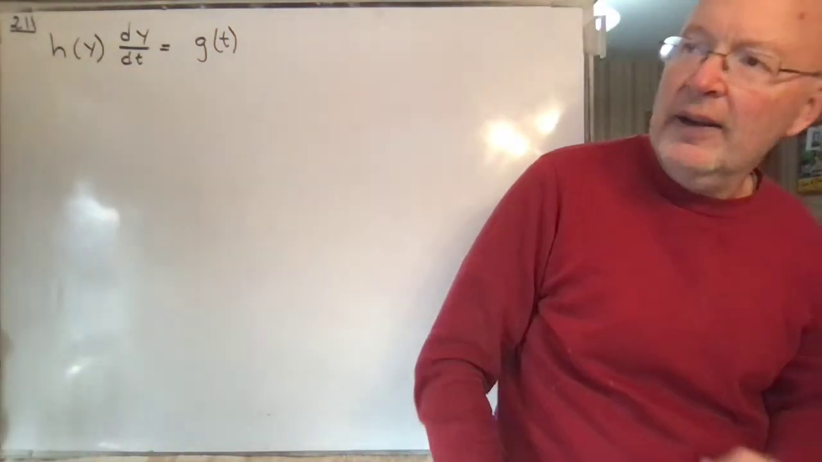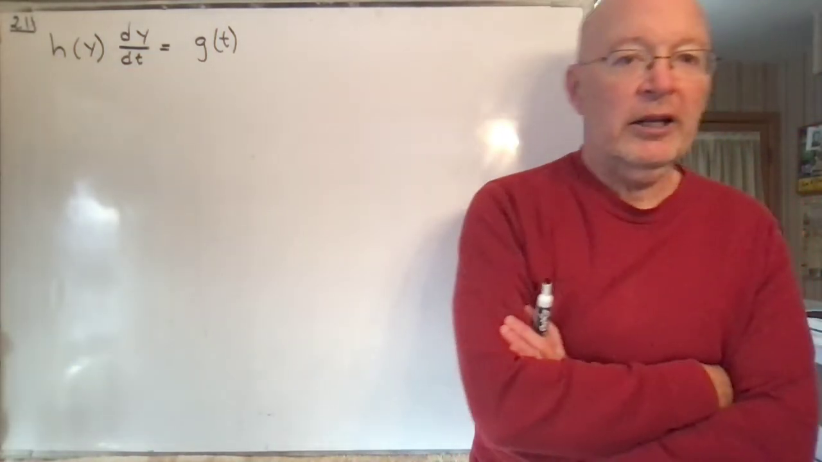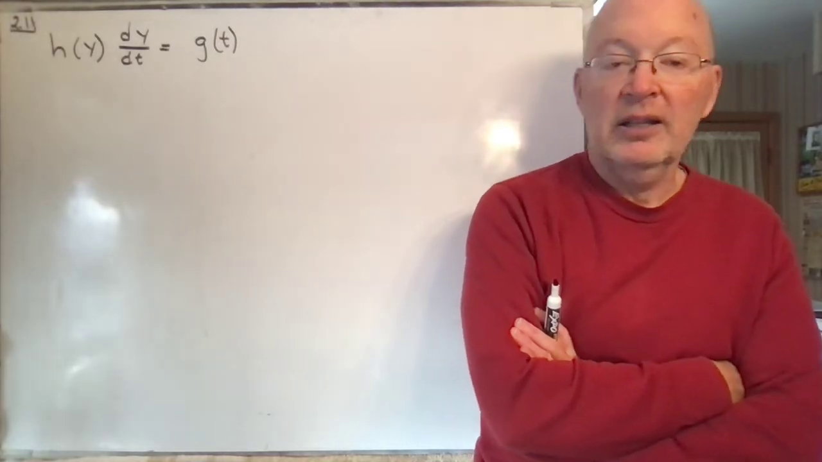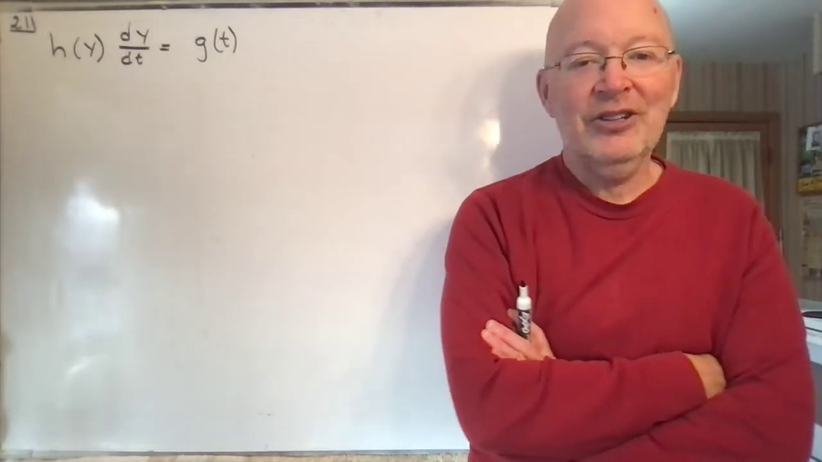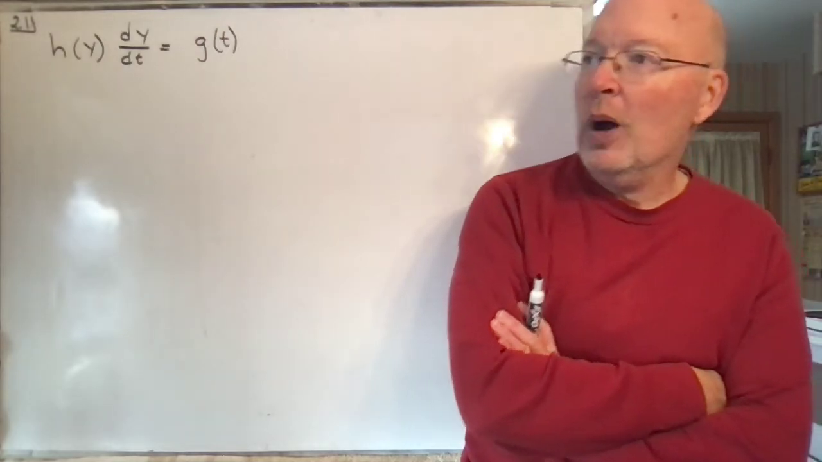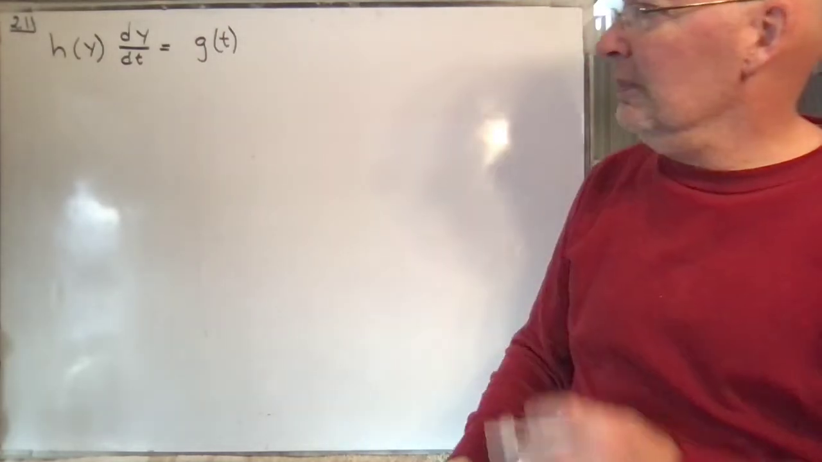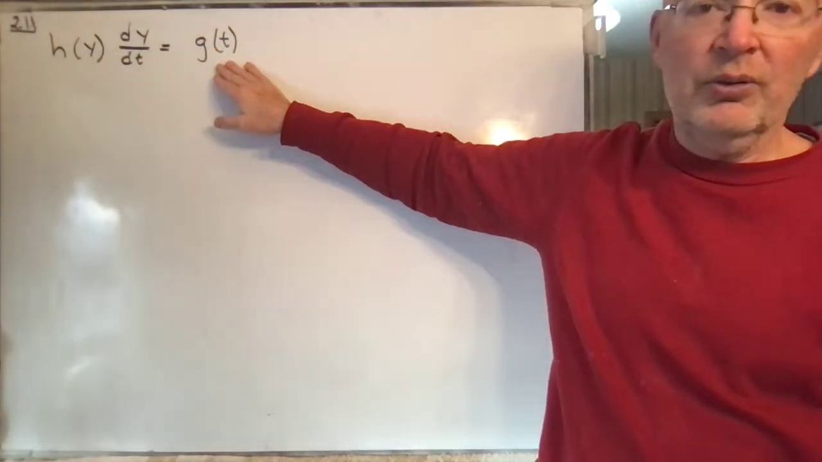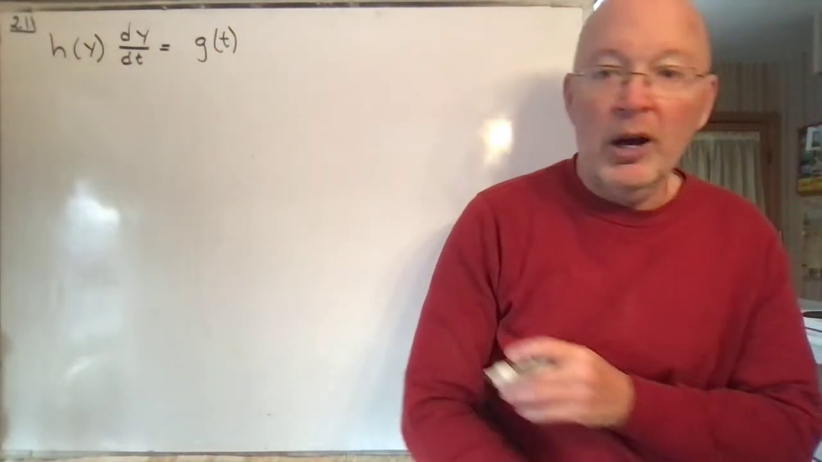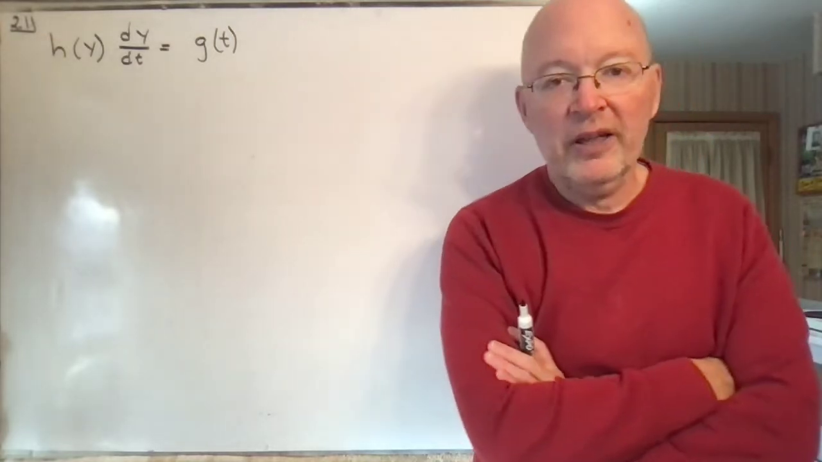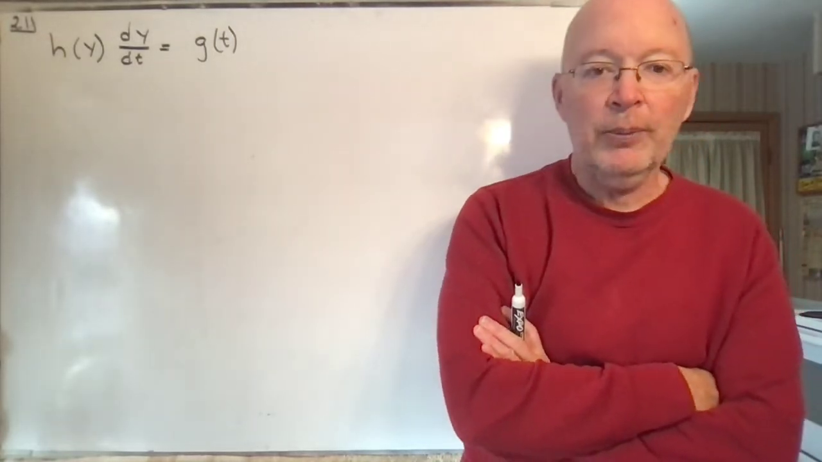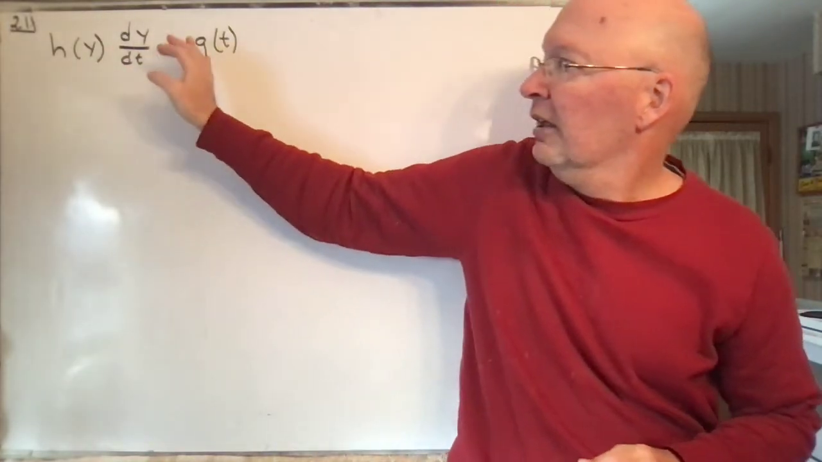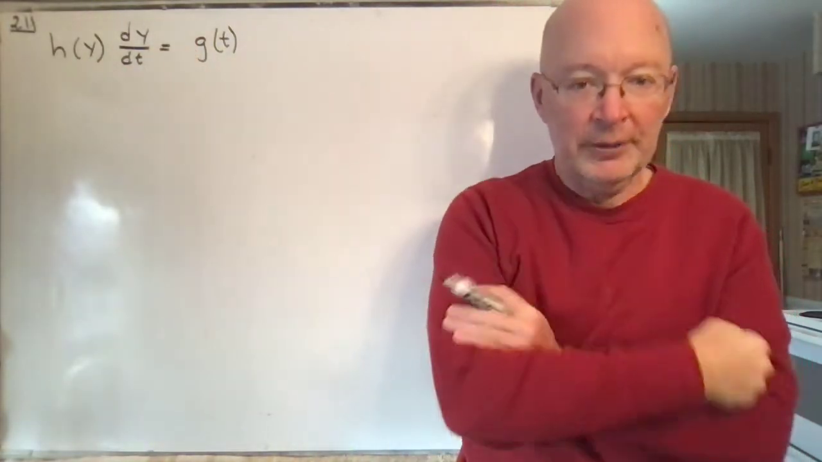It could be a sine of y, it could be 1 over sine of y, it could be e to the y squared, it could be 1 over y cubed. Whatever they are, they're just y's in it. No t's at all. Similarly, over here, all you have are t's. So t squared, sine of t, whatever you want, but all the t's. And so that's why we call it separable, because you've separated the variables. You've got the dependent variable y over here and the independent variable t over here.